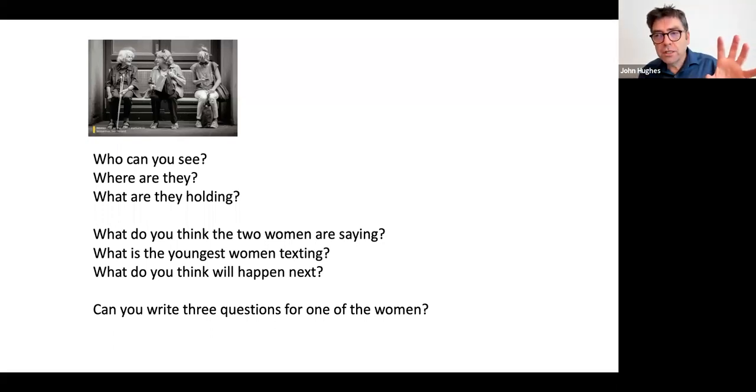Ask lower order thinking questions, the checking, the yes, no questions. They're important, but then remember to move on to the higher order thinking questions and use them with photographs. Okay. Ignite their curiosity, Francis has just said in the chat box. I like that. Ignite their curiosity.